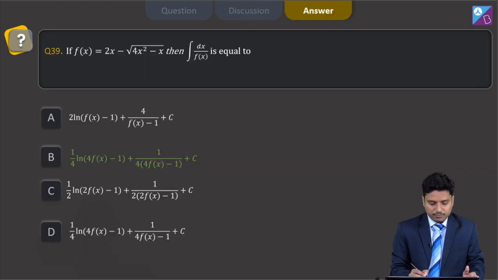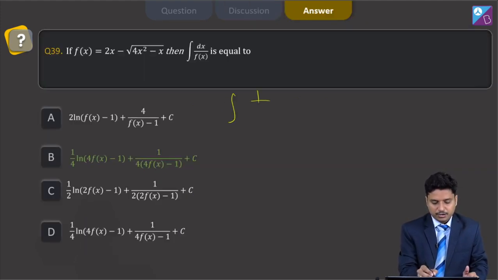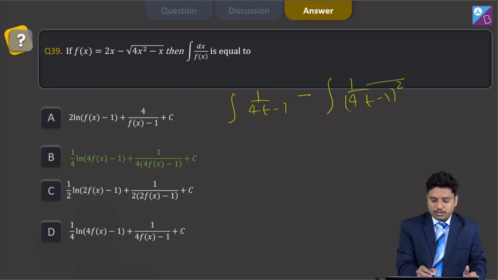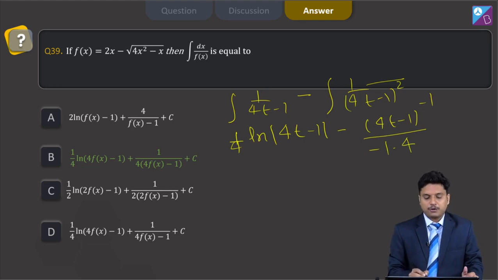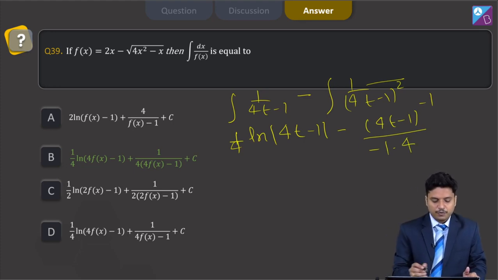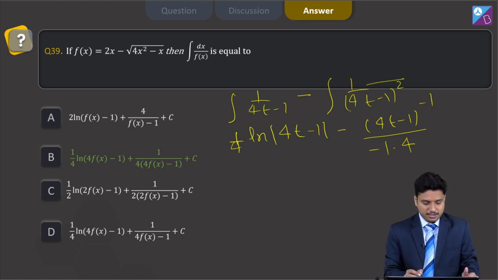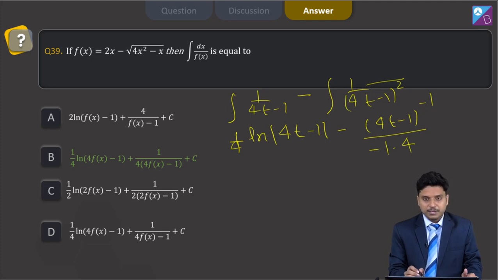Now if you integrate it, what will you get? You will get the integral of 1 upon 4t minus 1 minus 1 upon 4t minus 1 whole square. So this will be equal to 1 by 4 ln mod of 4t minus 1, and minus here you will have 4t minus 1 raised to power minus 1 upon minus 1 into 4. Now you simply put t as f(x) and you will get the right option, that is option B: 1 by 4 ln of 4f(x) minus 1 and minus 1 upon 4 into 4f(x) minus 1. So option number B will be correct.